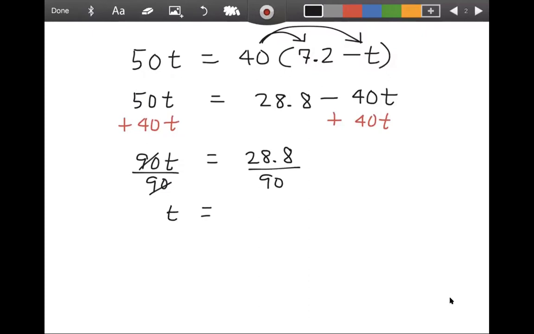Oops, I made a mistake. I knew that looked weird. Oh my gosh, how embarrassing. 40 times 7.2 is not 28.8, it's 288. Oh gosh. Okay.